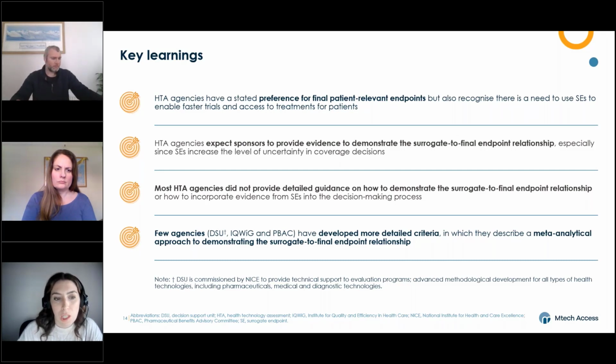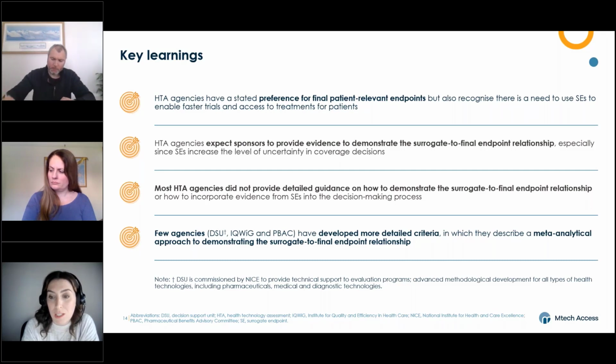And then most HTA agencies did not provide detailed guidance on how to demonstrate the surrogate to final endpoint relationship or how to incorporate evidence from surrogate endpoints into the decision-making process. And then lastly, we found that few agencies have developed more detailed criteria in which they describe a meta-analytical approach to demonstrating the surrogate to final endpoint relationship.